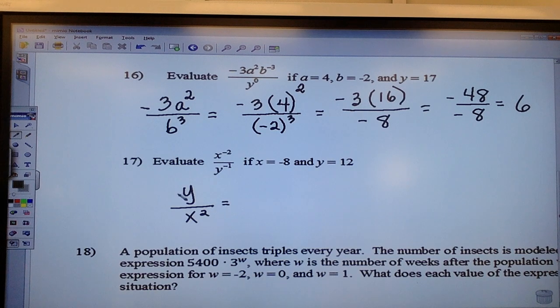And remember, it's y to the first. You don't have to show that. So let's do 12, because y is 12, over negative 8 squared. What you want to keep in mind here is the negative is squared also. So if you're using your calculators, please make sure to put parentheses around the negative 8, because negative 8 squared is a positive 64.